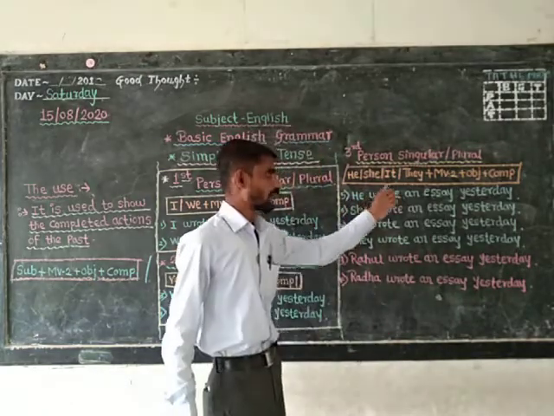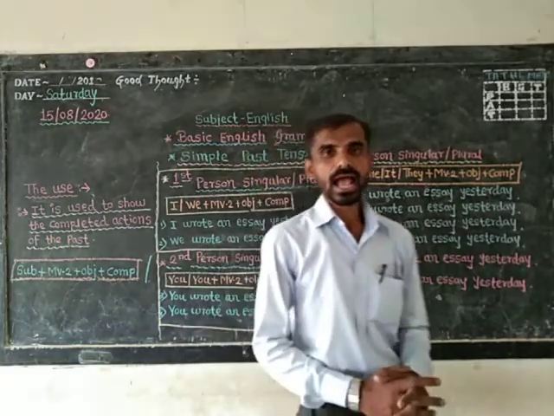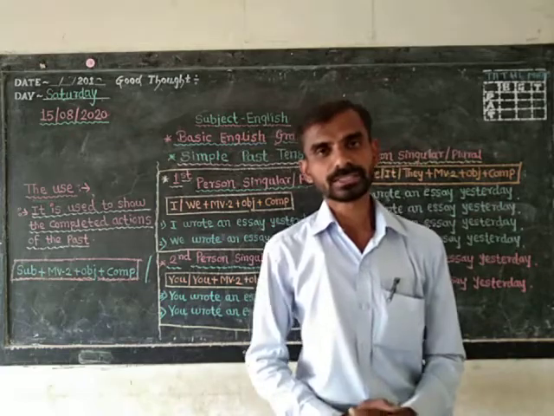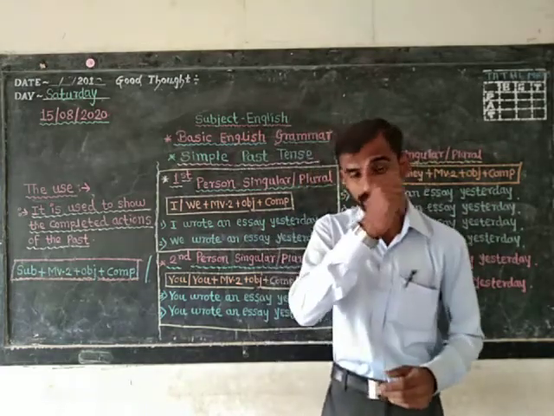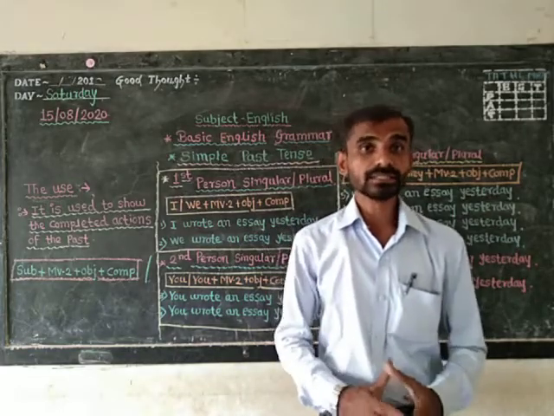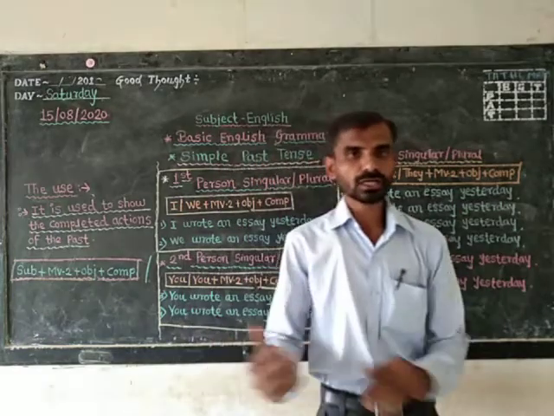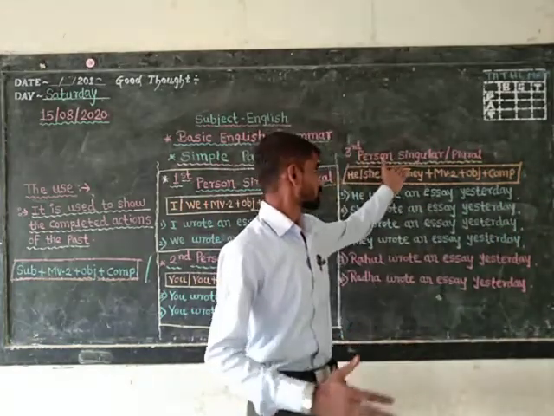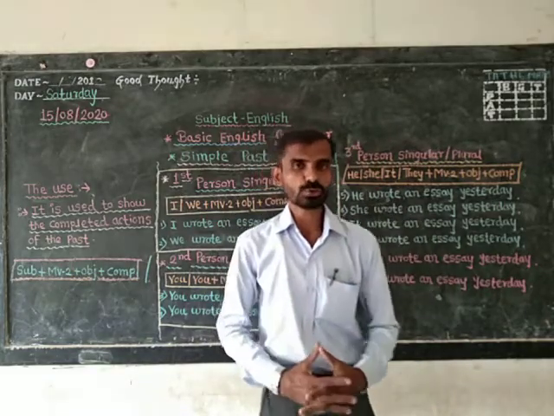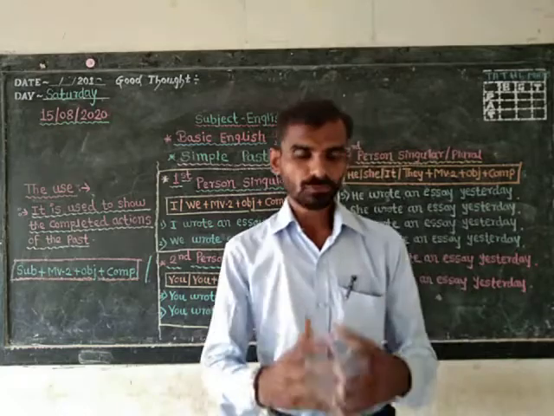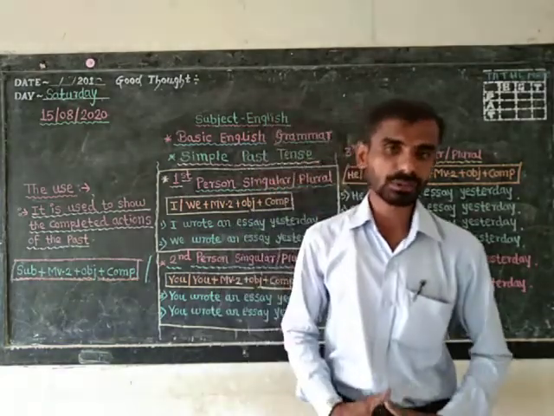He wrote an essay yesterday, she wrote an essay yesterday and it wrote an essay yesterday. Now think about the plural case of third person, that is they, isn't it? They wrote an essay yesterday, isn't it? The particular group of third person becomes third person plural, and for them, they wrote an essay yesterday.